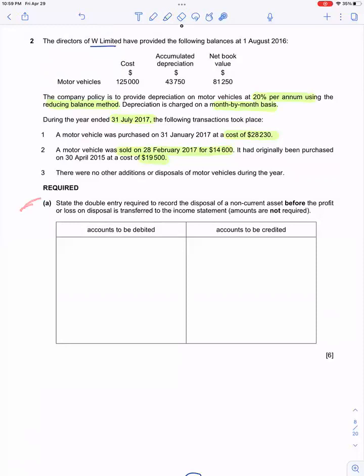Should I read the A part? State the double entry required to record the disposal of a non-current asset before the profit or loss on disposal is transferred to the income statement. Amounts are not required. Okay, fine.